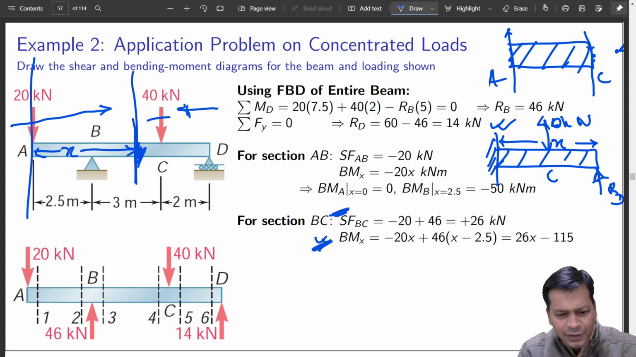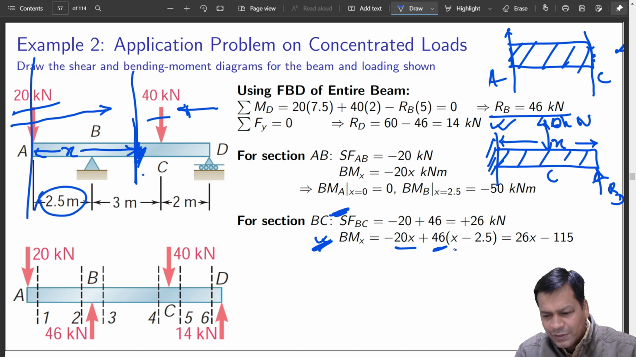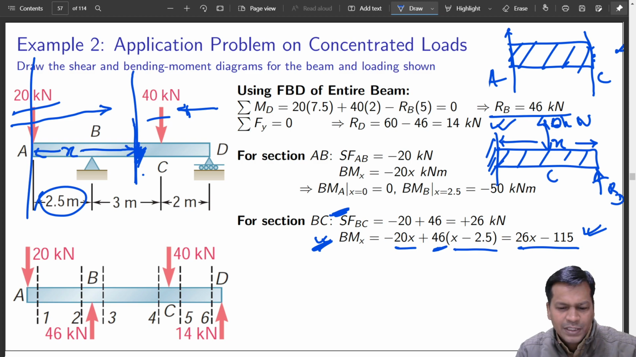Bending moment is because of this load, that is at a distance x. And 46, where does it act? 46, RB, it is at x minus 2.5 distance. And effectively it gives me this. Hope this is clear between section B and C.